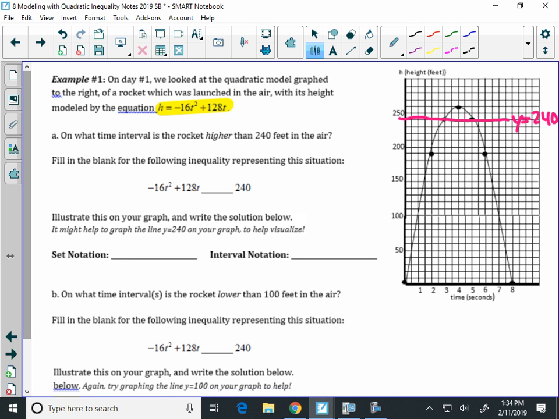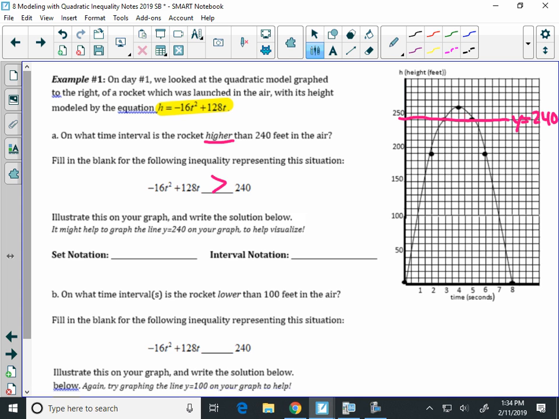If I were writing an inequality for this problem, what symbol would I use to fill in the blank? What symbol would I use to represent higher than 240 feet? Greater than. Why would it not be greater than or equal to? Does it say it needs to be equal to 240 or just more than that value? Just more, so we use greater than.